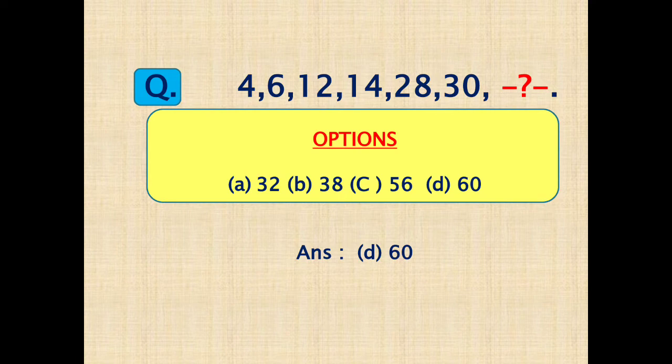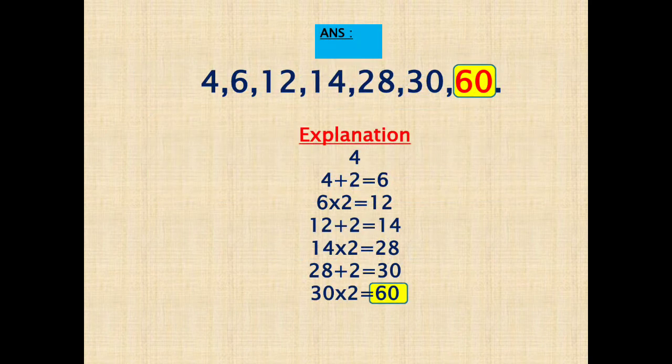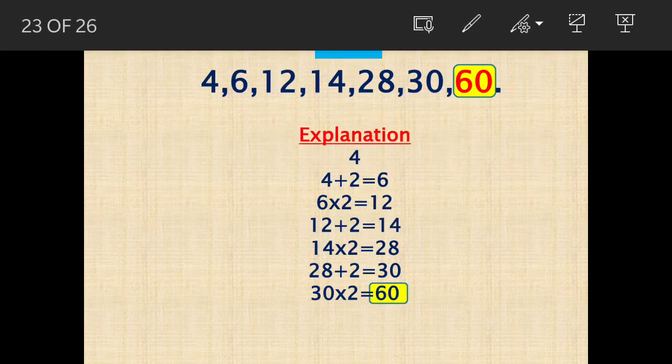There is a series given, 4, 6, 12 and so on. Options are given and option D, 60, is the answer. Now we'll see how we have come to this answer. Now in this series again, if you see 6 and 12, 14 and 28, they are in a pattern, and there is a difference between 12 and 14 and between 4 and 6. So between 4 and 6 the difference is 2. So 4 plus 2 is 6.